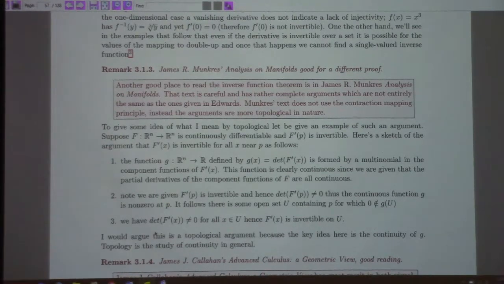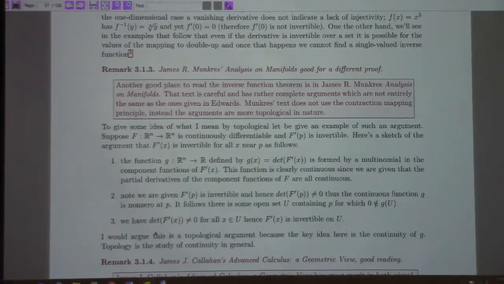is that I assume that the differential is invertible at a point. And I also assume that the mapping is continuously differentiable. You'd be like, well, doesn't that mean that the derivative, the Jacobian matrix, is invertible on an open set containing that point?